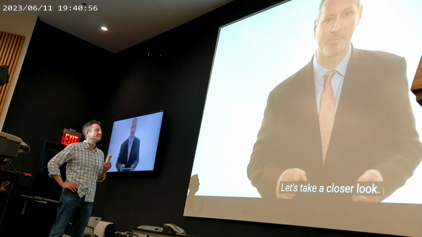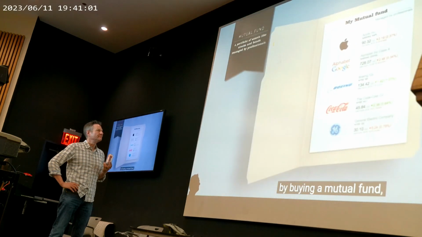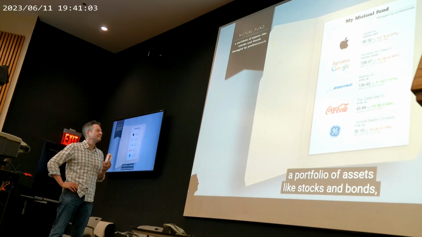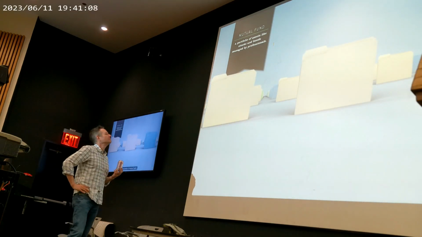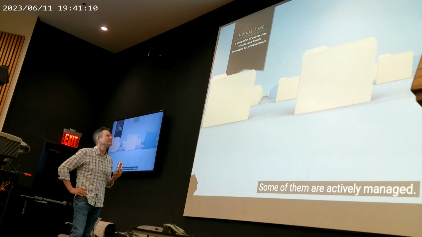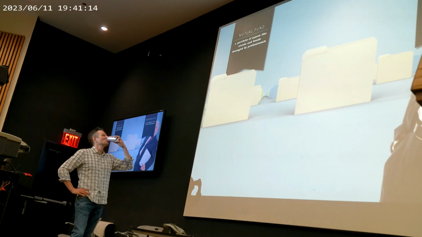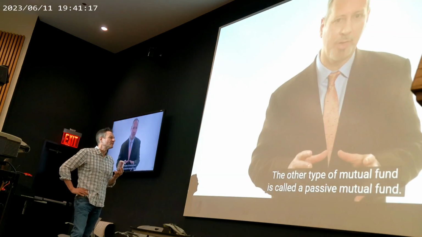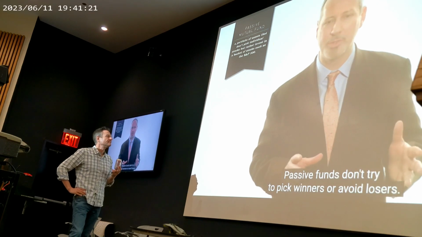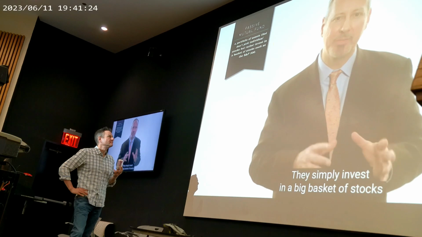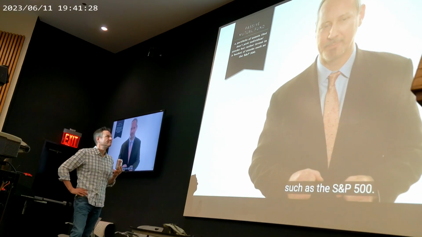Let's take a closer look. Most people invest in the stock market by buying a mutual fund, a portfolio of assets like stocks and bonds managed by professionals. There's thousands of mutual funds. Some of them are actively managed. They have experts picking stocks and charging fees. The other type of mutual fund is called a passive mutual fund. Passive funds don't try to pick winners or avoid losers. They simply invest in a big basket of stocks, such as the S&P 500.